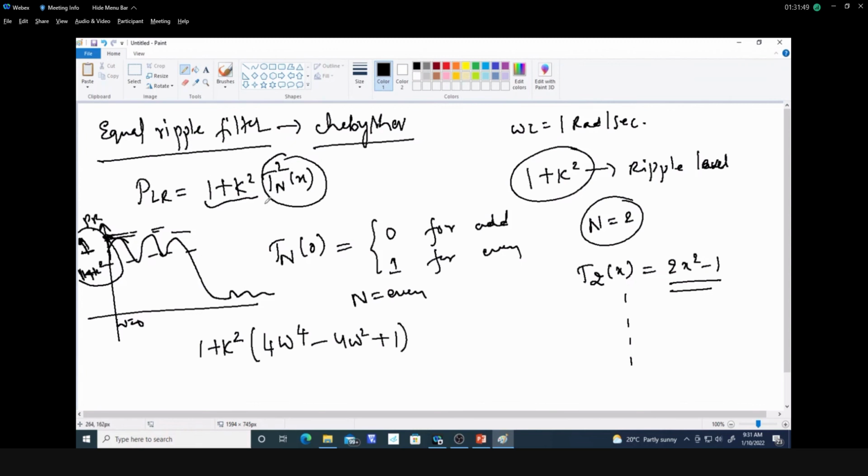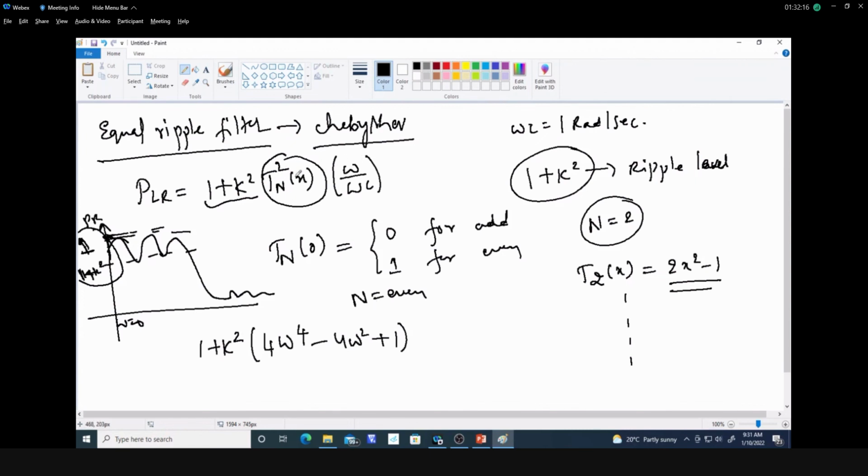So that we can see here. If I substitute the polynomial with respect to omega, we have the earlier equal ripple filter, you can recall that is an equal ripple filter. After this we have omega by omega c. If I take omega c as 1 radian per second, you are going to get 1 plus k square into Tn square of x into omega.